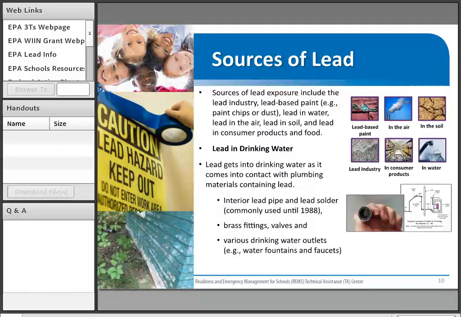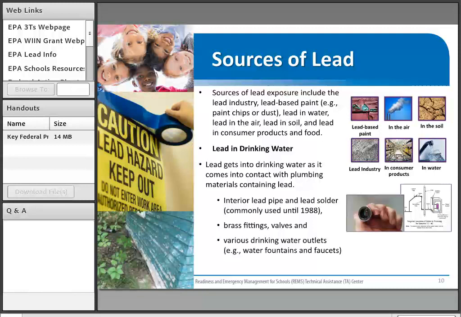The way lead can get into drinking water is through contact with plumbing materials containing lead. These might be lead pipes and lead solder, as well as lead service lines. The service line is the line connecting the home or building to the larger main line. These are more commonly found in older homes, especially homes built before 1988. Lead can be found in older brass fittings and fixtures and valves, and in various drinking water outlets and coolers, so the water fountains and faucets that we're looking at in schools and childcare facilities.